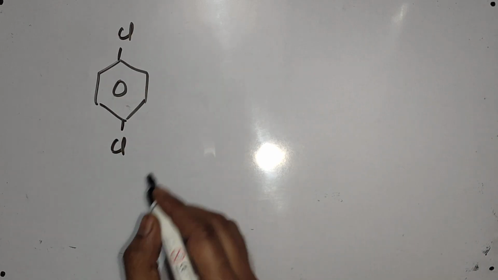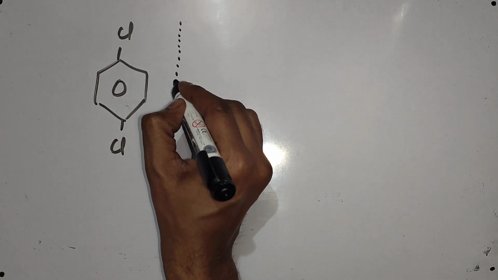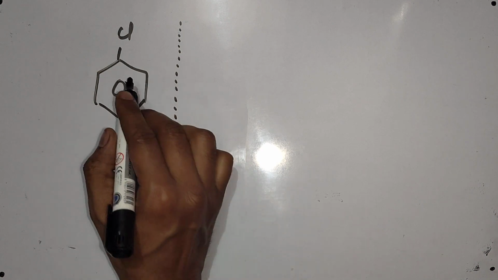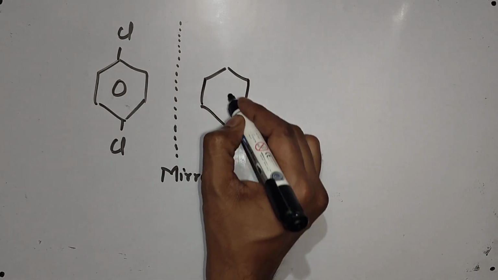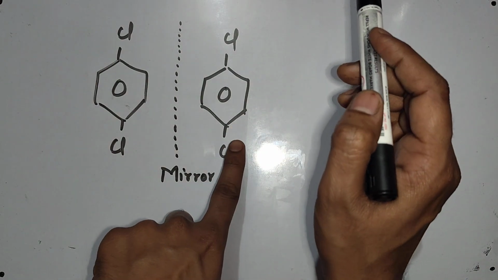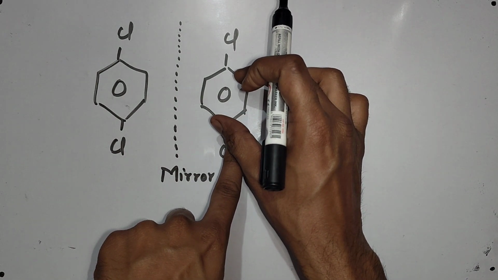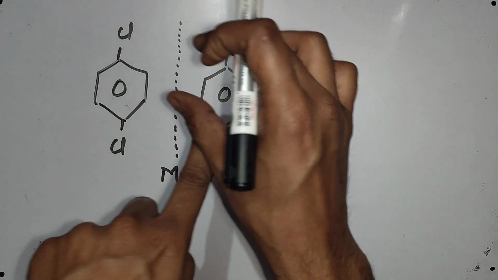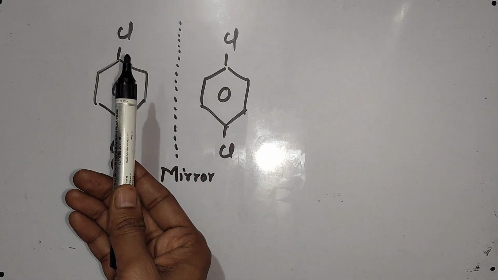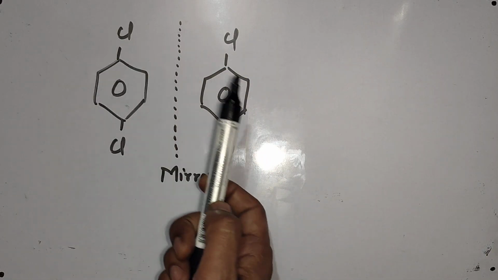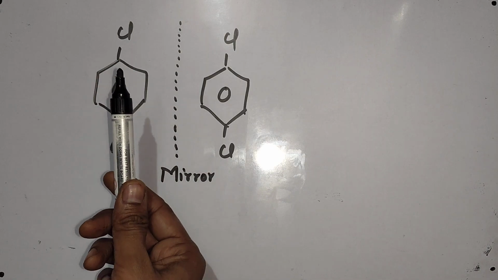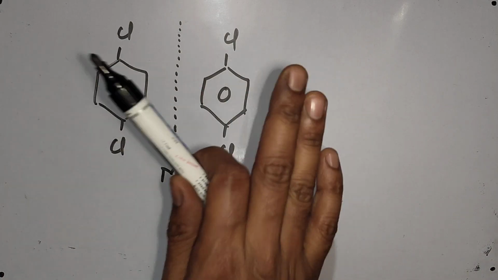This is para-dichlorobenzene. Draw a mirror. What will be its mirror image? This. Without any rotation, you can superimpose this mirror image on this. Check. Just take it and try to superimpose. Superimpose means chlorine should come on chlorine, every carbon on carbon, hydrogen on hydrogen. So in this fashion, every atom will superimpose on each other without any rotation.